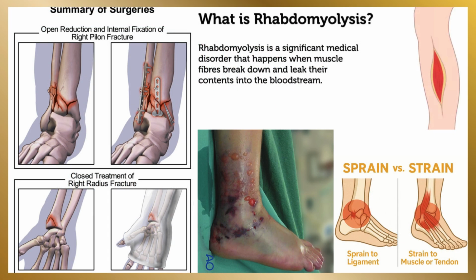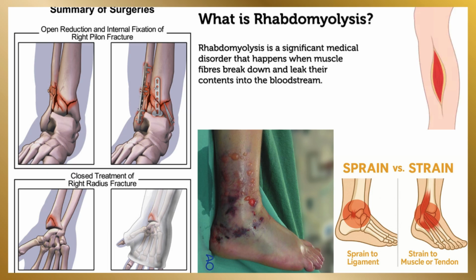Since we finished the key terms of chapter 54, here are the pictures that I said I'm going to show you. Open reduction and internal fixation. You see how the bone got put together with the pins, and then the sprain and the strain, and compartment syndrome. You see the leg.